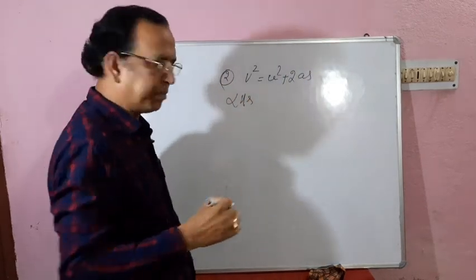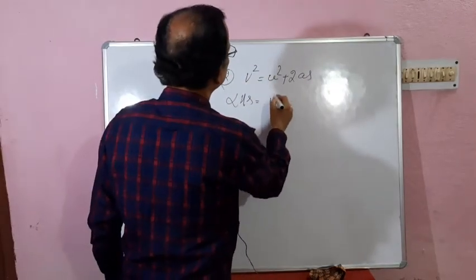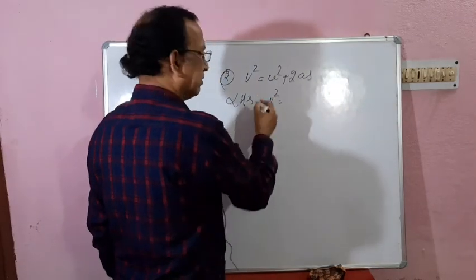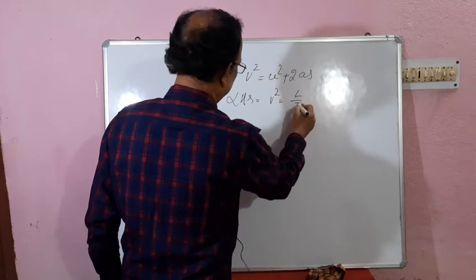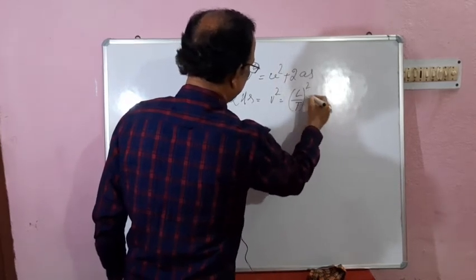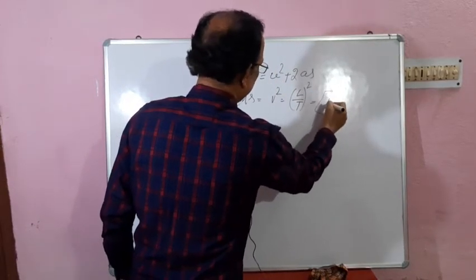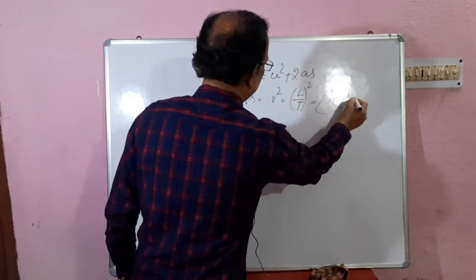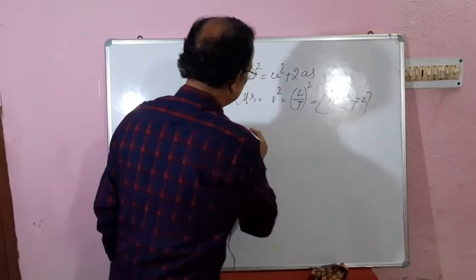LHS: v square. V square is velocity square, L by T whole square. So L square by T square. That formula is M0 L2 T minus 2.